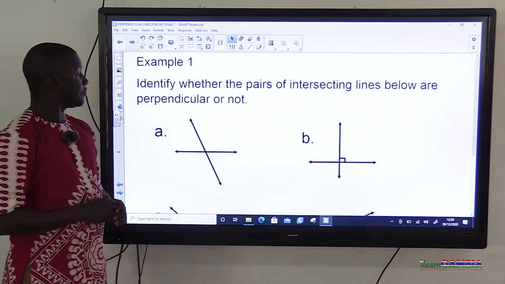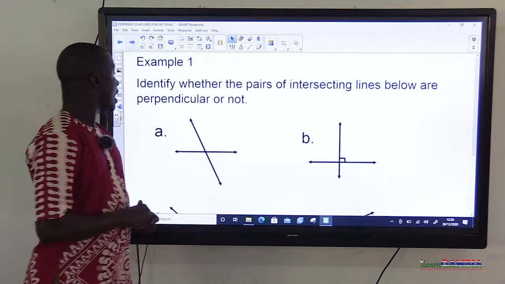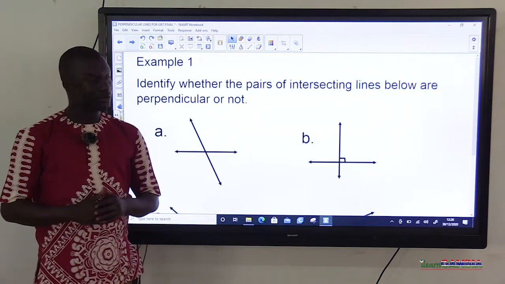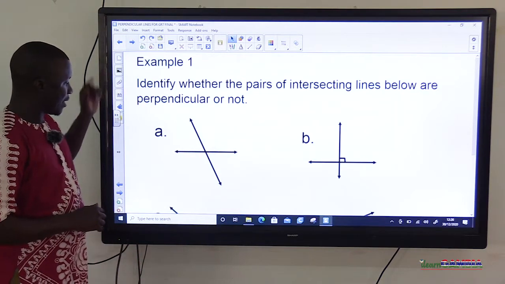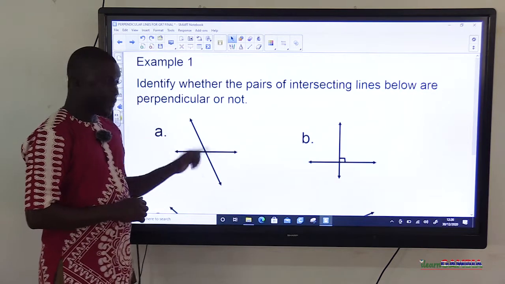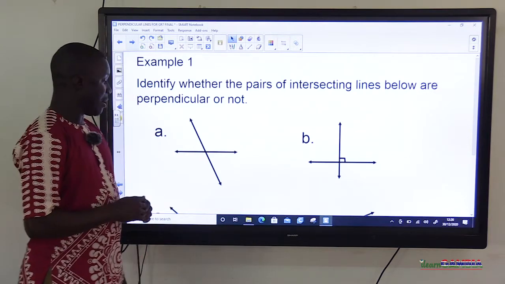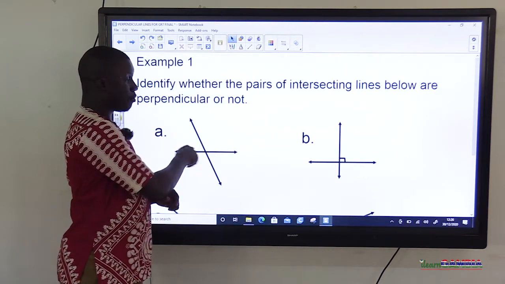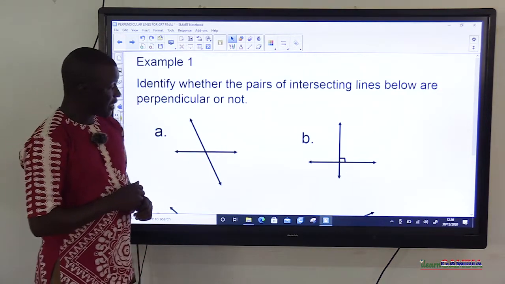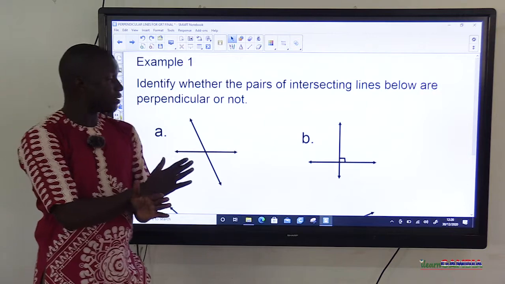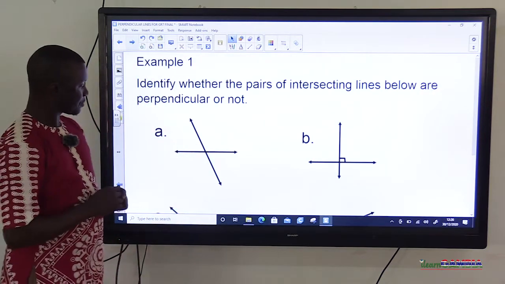There's an example here which says identify whether the pairs of intersecting lines below are perpendicular or not. Let us identify, bearing in mind the properties that we've read before. In A, we have two lines. Are these two lines perpendicular to each other? Remember, at their point of intersection, 90 degrees must be formed. If two lines intersect, they will form four 90 degree angles.